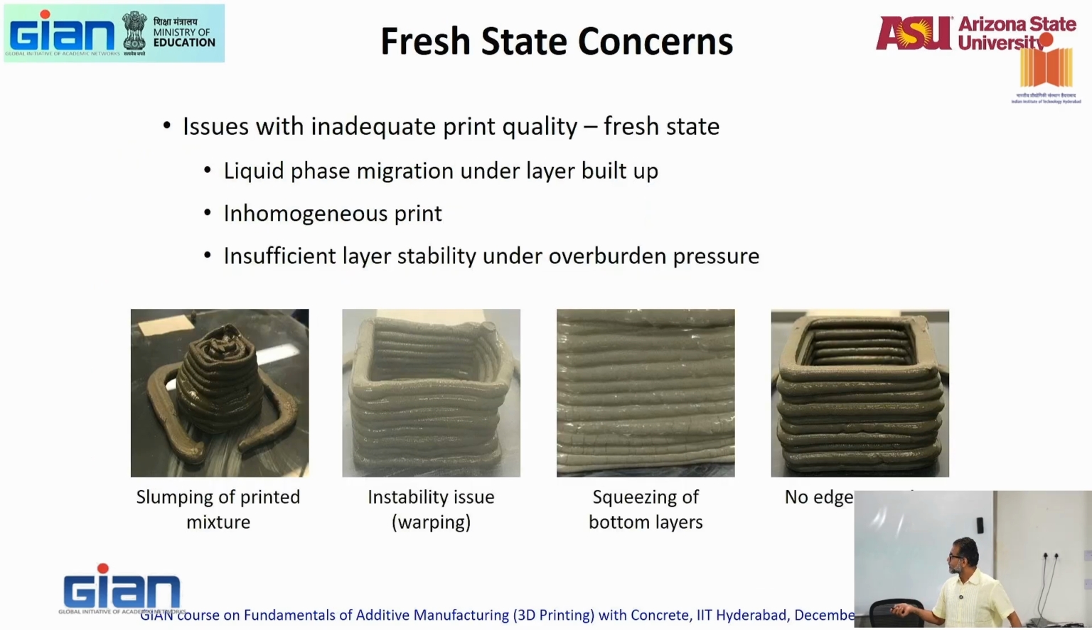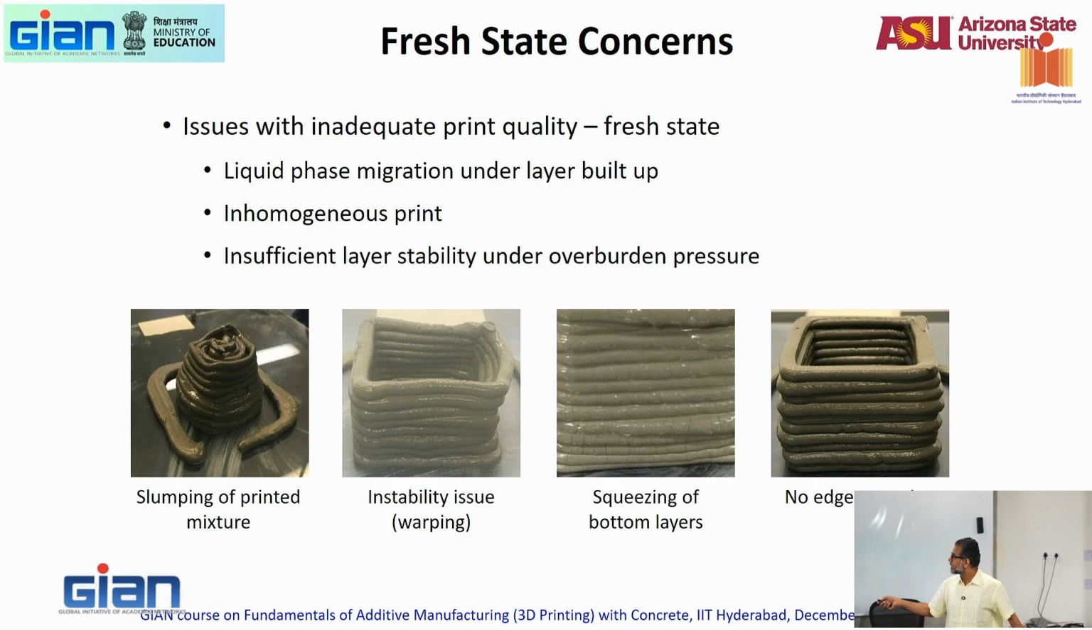This is some of the first experiments that we did in 2015. We were all very excited. We're going to print this, and this is what we printed. We wanted to print a cube, and that's what we ended up with. Slumping of the mixture. Instability, warping. We're a little happy with, okay, at least it looks like a square. I can convince myself that's a square. But again, there's warping issues.